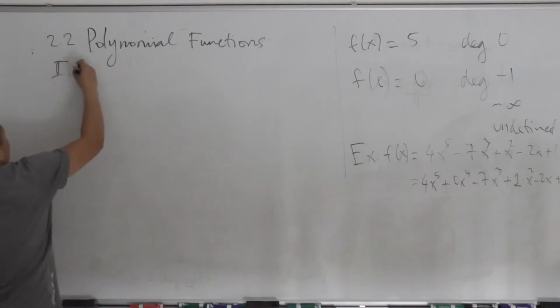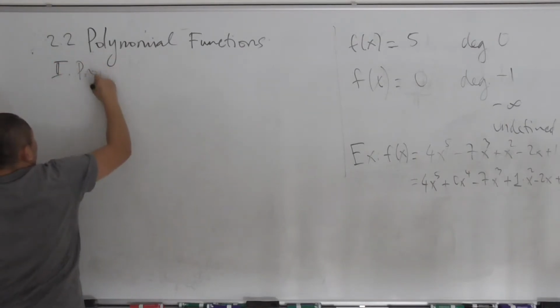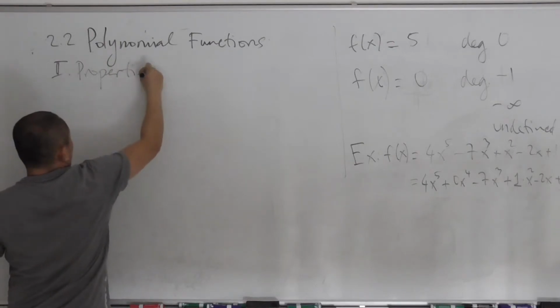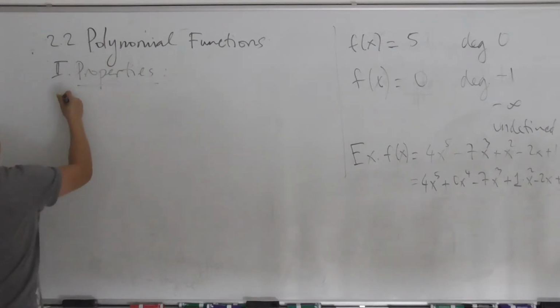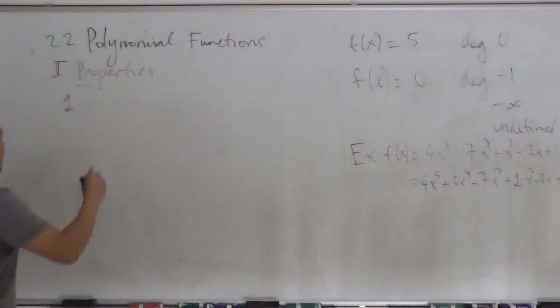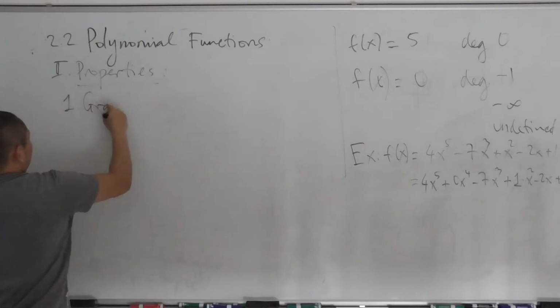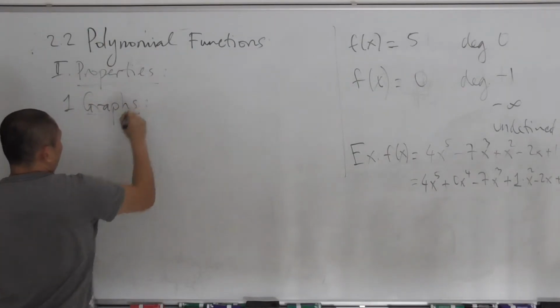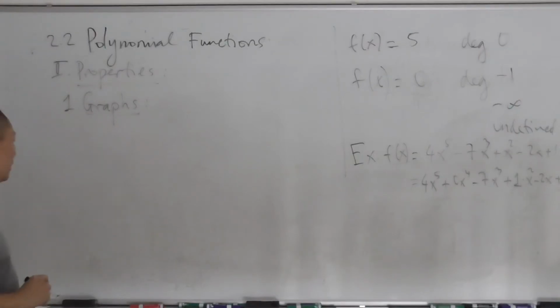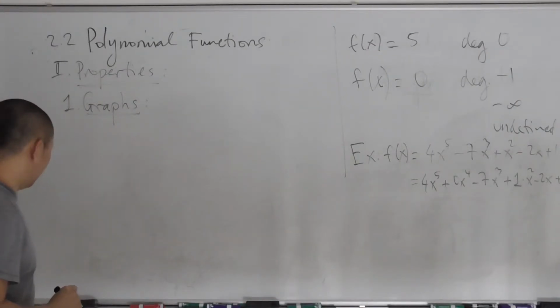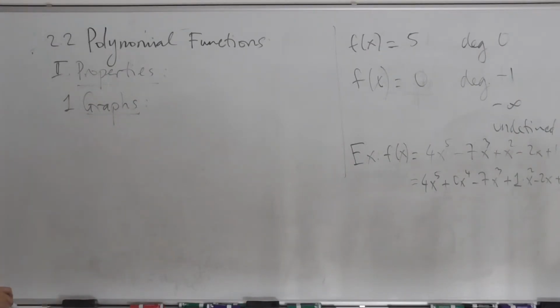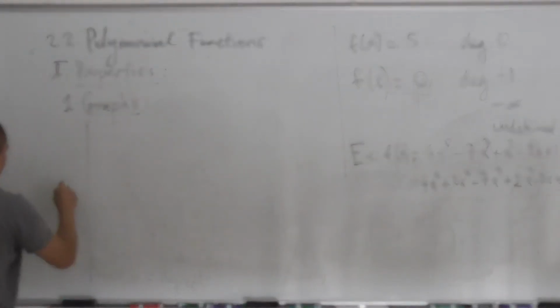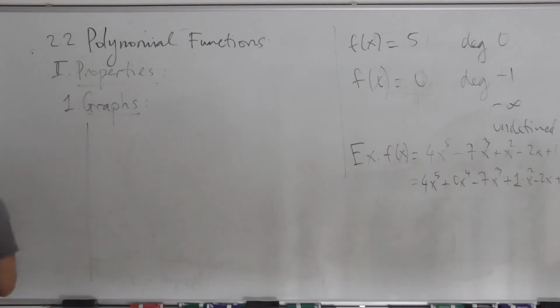Two properties. The very first property that we're going to talk about today is the graphs of polynomial functions. We cannot graph the whole thing, but we can roughly sketch the graph of a polynomial function. It depends on two things: the leading coefficient and the degree. So let me take a table.